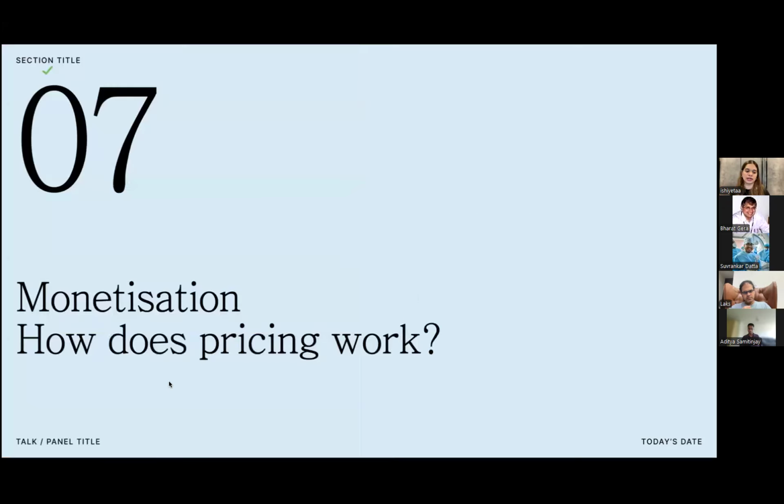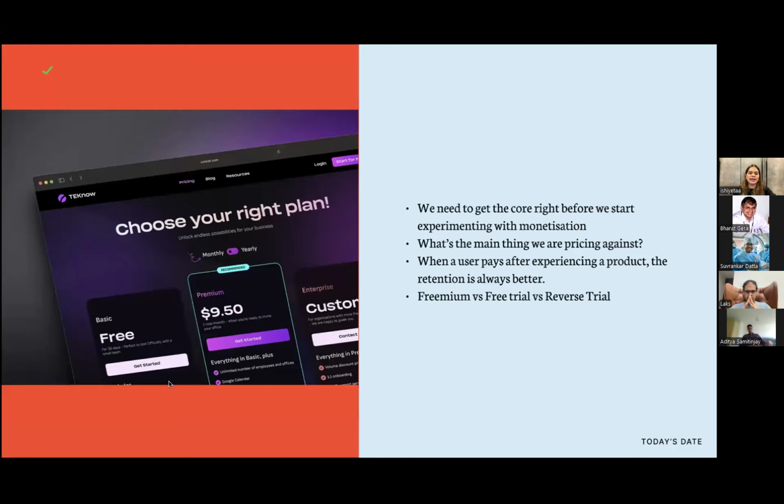The seventh is monetization. One of the biggest mistakes that we've seen a lot of companies make is that they jump into monetization really fast before they crack the first six steps. But the truth is, without the first six steps, monetization will never give real results. Till a user does not find repeatable value in your platform, they will simply not pay. So, monetization then talks about how does pricing work, and what's the main thing that we're pricing against.